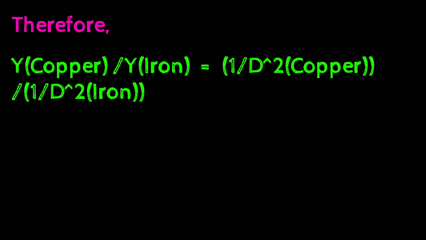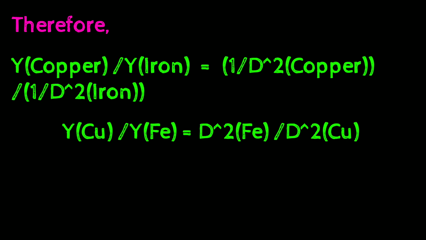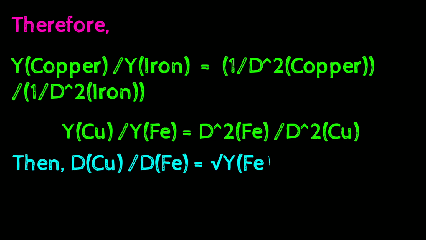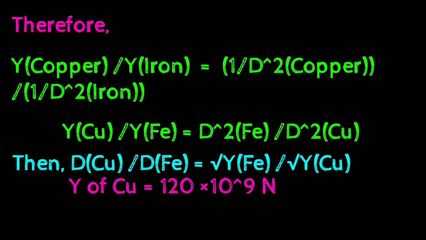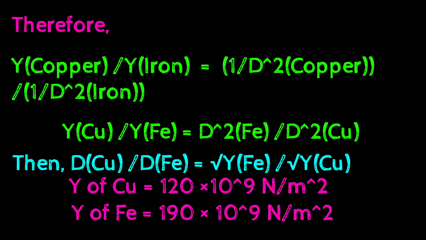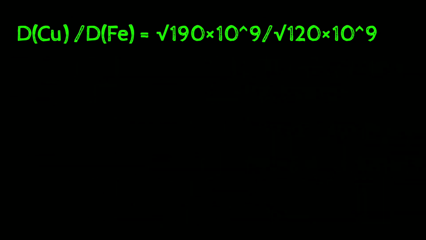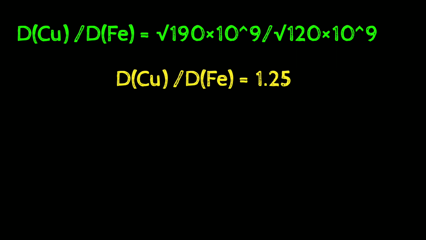Therefore, Young's modulus of copper by Young's modulus of iron equals diameter square of iron by diameter square of copper. Now we have to find the diameter of copper by diameter of iron, which equals under root Young's modulus of iron by Young's modulus of copper. After using the values of Young's modulus of copper and iron, we get the final answer: diameter of copper by diameter of iron equals 1.25, and that is the answer.